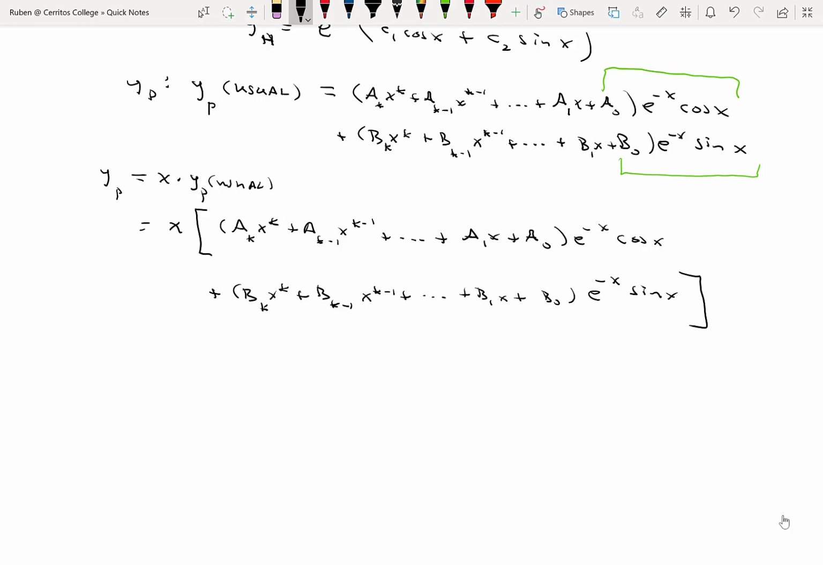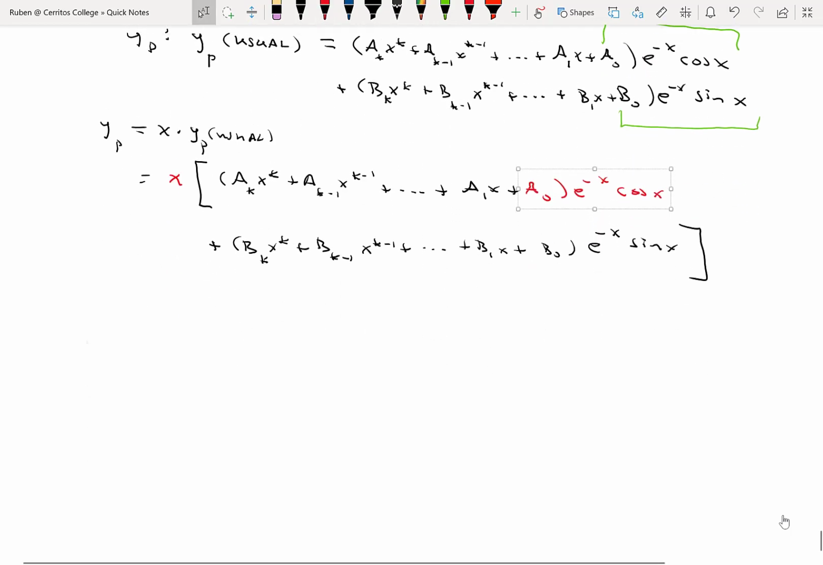So we multiply y sub p usual by the smallest power such that after we do that, if we were to distribute that power through, none of the y sub p would be any part of y sub h. If we were to carry that power x right here in through the cosine factor, we would not have a sub 0 e to the minus x cosine. We would have a sub 0 x e to the minus x cosine. And that is not part of y sub h.